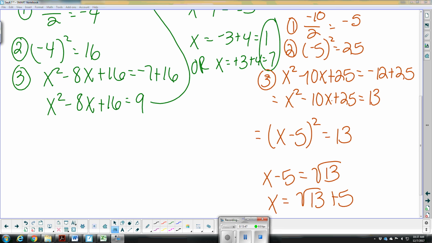And then once we do that, we can solve for our x term. So we get x minus 5 squared equals 13. Take the square root of both sides, we get x minus 5 equals the square root of 13. So we get x equals the square root of 13 plus 5.